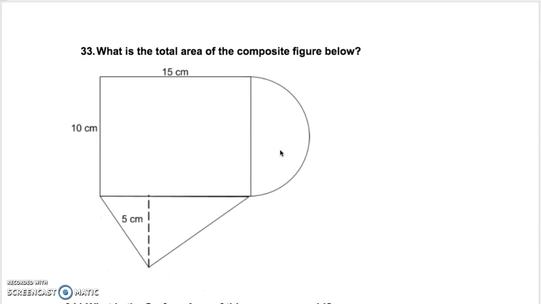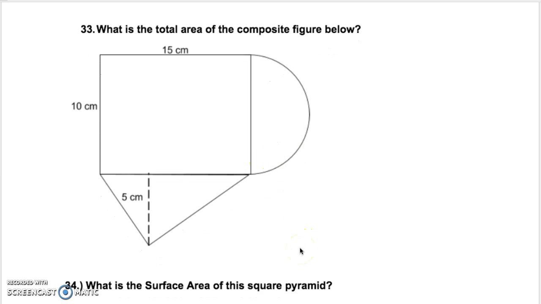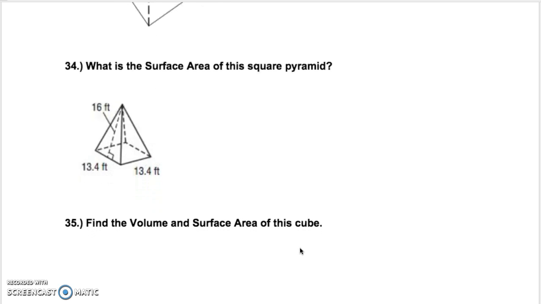Number 33, what is the total area of the composite figure below? So you've got to figure out what you have here in these 3 figures and then add them all up by finding their area. Number 34, what is the surface area of this square pyramid?